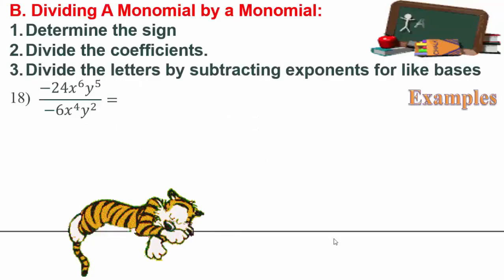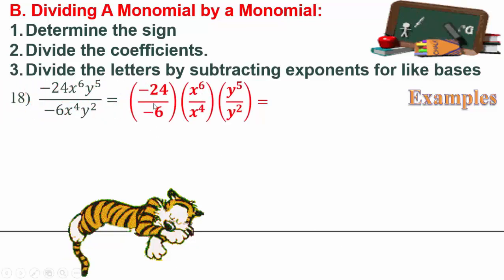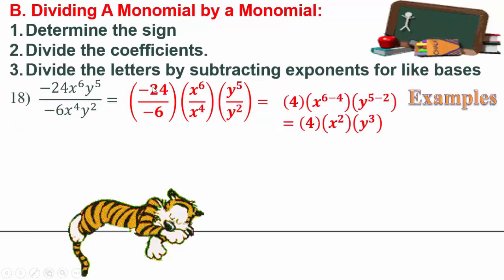In reviewing what we just did in example number 18 on the whiteboard, just like I did on the whiteboard, I gathered up my coefficients, my x's and my y's, and worked out each one individually. I got 4, x to the 6 minus 4, because that's a quotient, using the quotient rule. Here, using the quotient rule again. And I have 4x squared y cubed, and I just write that: 4x squared y cubed.